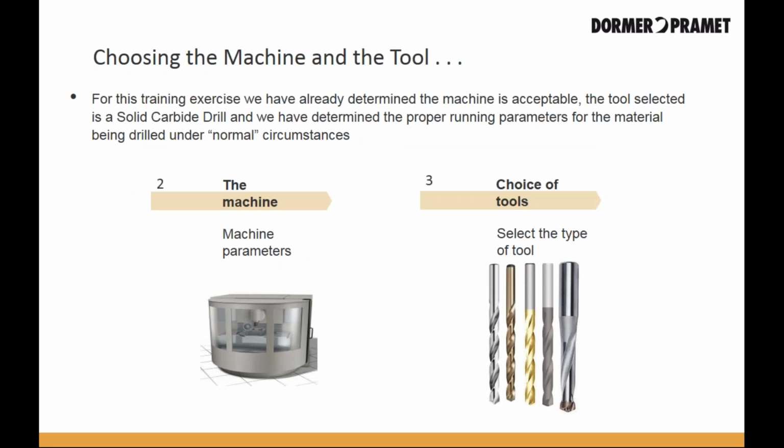So we will be skipping these steps today because we already have determined the machine to be adequate and the tools being used are solid carbide drills. We have also determined the proper running parameters based on the material with adjustments as necessary according to the previous slides. As I said earlier, tool selection will come up as a topic for the future.